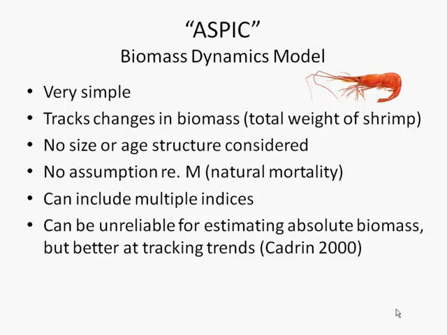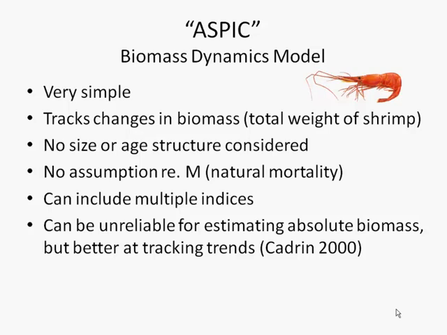But again, this is a very simple model. It's even more simple than the CSA because it doesn't incorporate any considerations of the structure of the population. Are there a lot of little shrimp? Are there a lot of big shrimp? And so forth. It's just looking at changes in biomass, or the total weight of the shrimp in the population over time. It involves no assumption about natural mortality. Everything is just built into this. It's like a black box, basically.